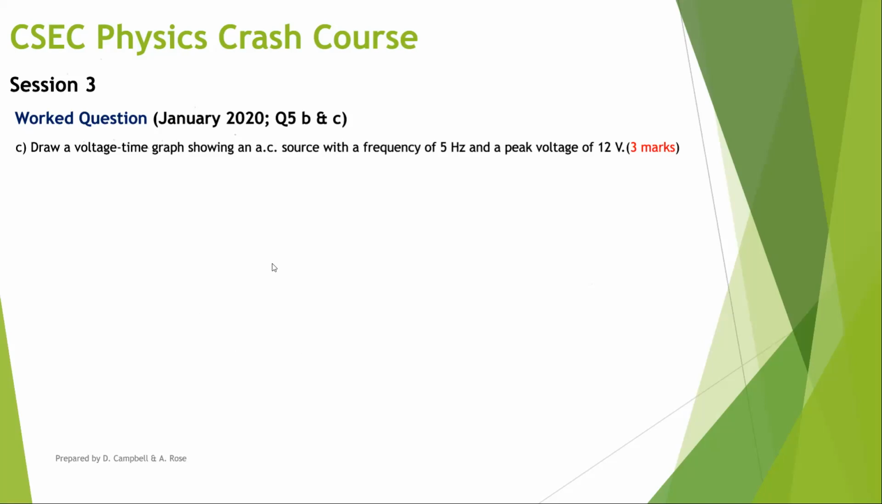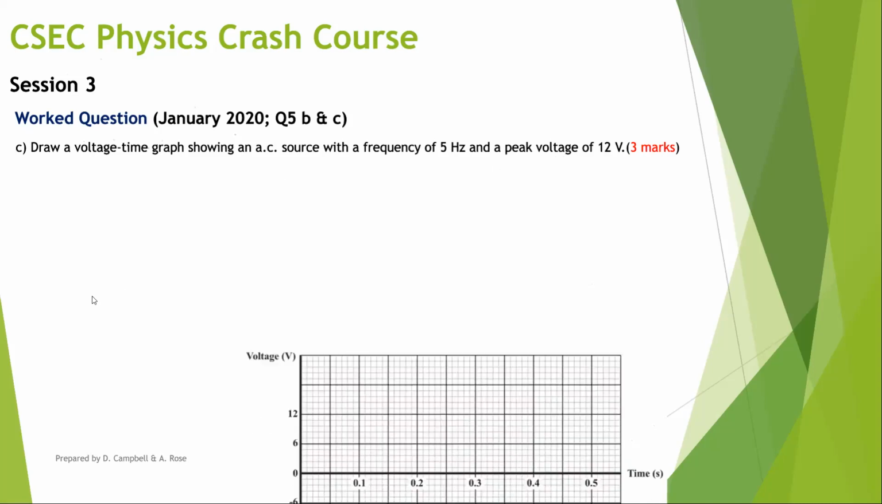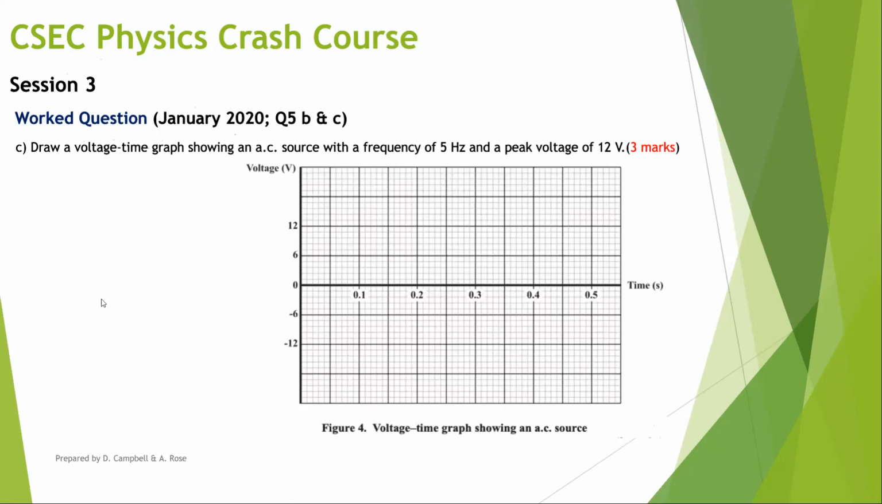All right, so part C says to draw a voltage time graph showing an AC source with a frequency of 5 hertz and a peak voltage of 12 volts. So the paper was provided and it was already labeled and everything. Now remember, it's an alternating current source. So it means that the peak voltage, which is 12 volts, should be achieved in both the positive and negative directions. Now, before we can actually draw the graph, we need to take into consideration how long it will take for the current to achieve one full cycle, meaning one positive half cycle and a negative half cycle.